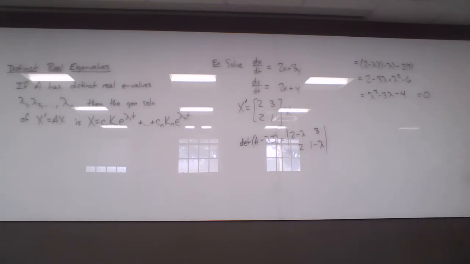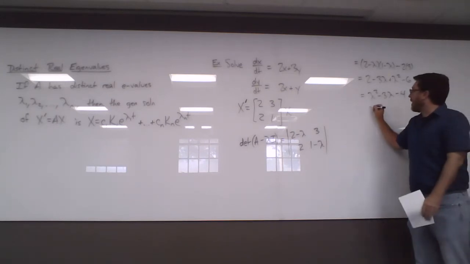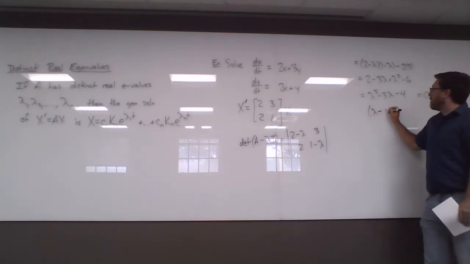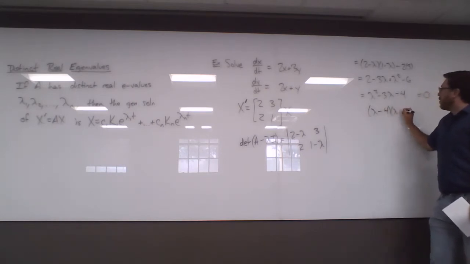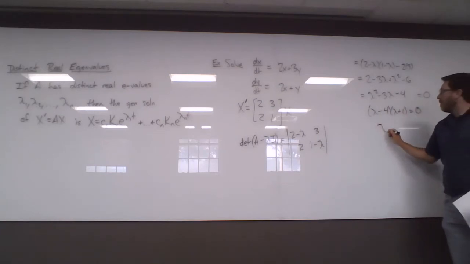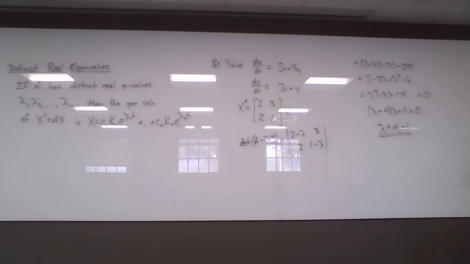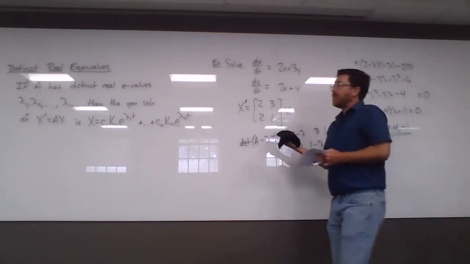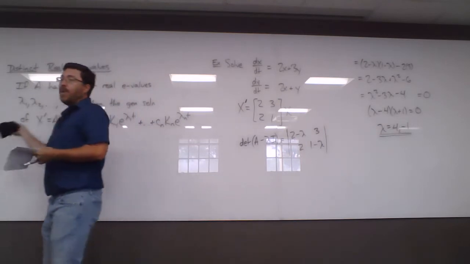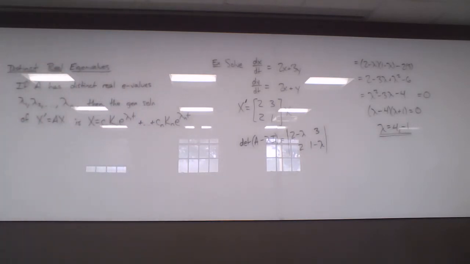Set that equal to 0, solve for lambda. It's just a quadratic equation. I can factor it into lambda minus 4 times lambda plus 1. I get 4 and negative 1 as my eigenvalues for that particular A. The next step is to find the corresponding eigenvectors, the k1 and k2 in this case, since there's only two of them, that go along with each of those.